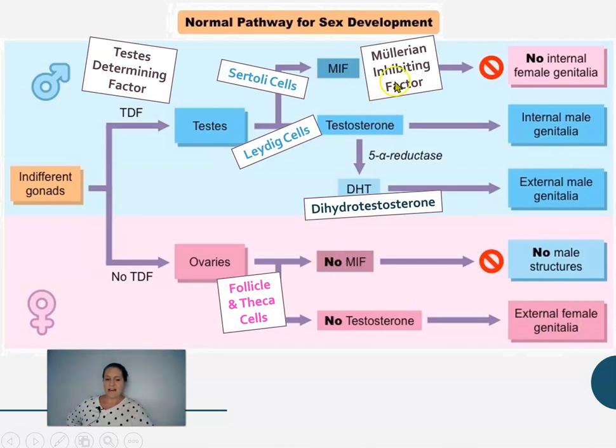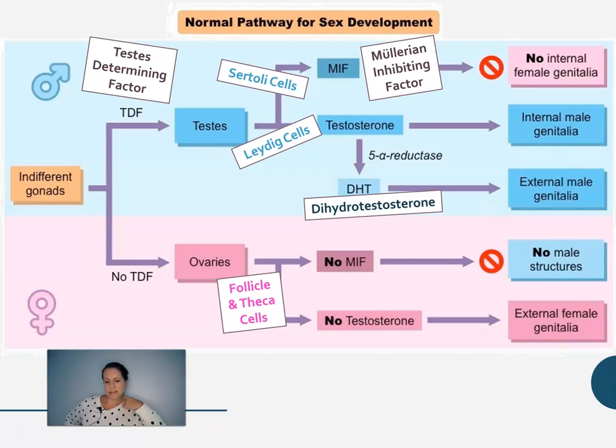It's just the lack of Mullerian inhibiting factor and the lack of testosterone and DHT that leads to the development of female, right? So there's no Mullerian inhibiting factor, which means the Mullerian system develops into the female reproductive tract. The Wolffian system does not develop into any sort of male reproductive tract because there's no testosterone. The external genitalia does not develop into male genitalia because there's no DHT, because there's no testosterone. So we don't get any of the male structures. Instead, we see the development of internal and external female structures.